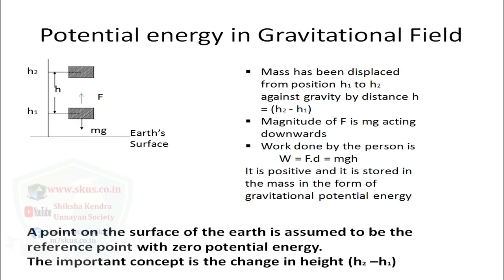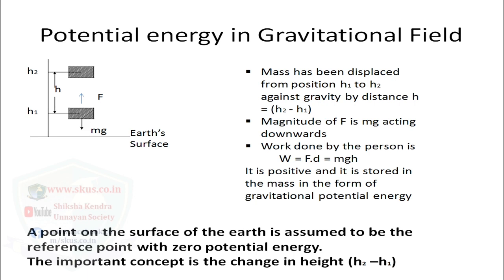Let's calculate the potential energy in a gravitational field. And how are we going to do it? Let's take the Earth's surface. In this, we have a mass at a height h1. We take the mass against the force of gravity to a point at height h2. So, a mass has been displaced from position h1 to h2 against gravity by a distance h, which is given by h2 minus h1. Another interesting point is that the magnitude of F, the force due to gravity, is mg and it is acting downwards.